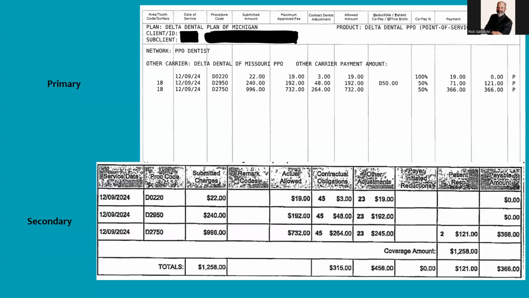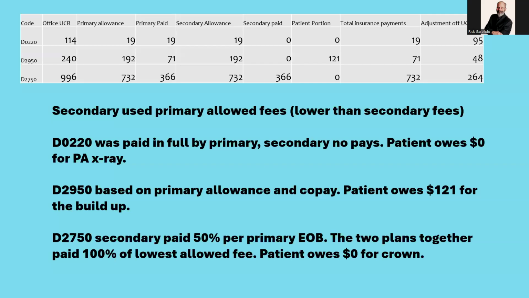However, the secondary paid nothing towards the PA. Fine, it was paid in full here. They paid nothing for the buildup. Nothing at all. Because they did that adjustment there. So now we have to look. And we have to say, okay. And remember, it is very important that when you're doing this, you do it by line item, not by total. It's very, very important.